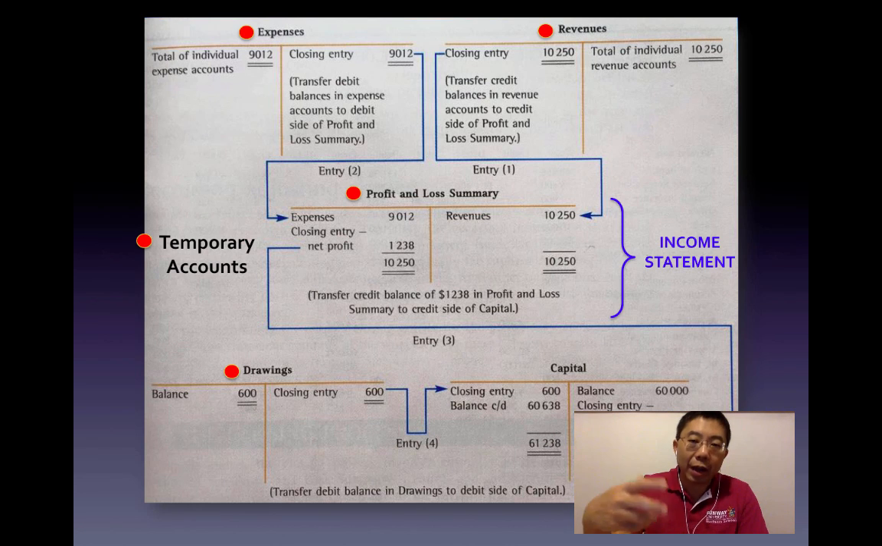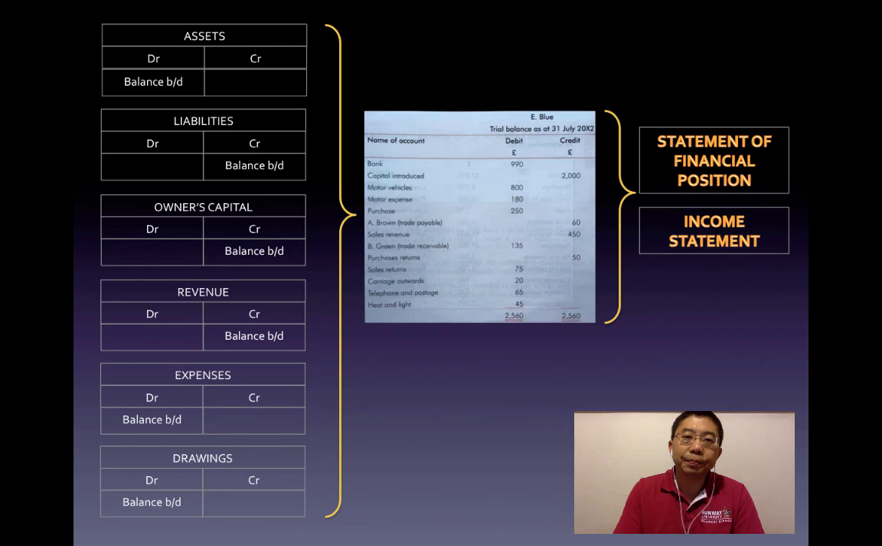So the capital account will be a permanent account. It's part of owner's equity, and it will be reported into the statement of financial position. Meanwhile, the profit and loss that is calculated in the profit and loss summary will be reported in the income statement for that particular year to show what is the company's performance. So these are the different types of nature of accounts, and some accounts will be closed, some accounts will be carried forward permanently over the life of the business.